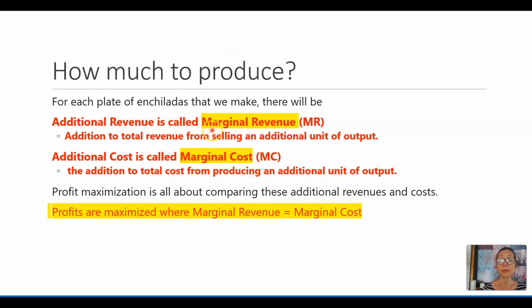So these are two things that you need to memorize: marginal revenue, marginal cost. Profit maximization is about comparing how much marginal or additional revenue we're going to get by making and selling one more plate of enchiladas and comparing that to the cost of preparing one more plate of enchiladas. So we're going to be looking at how much money we're bringing in, and we're going to compare that to how much it's costing us to produce that additional plate of enchiladas. And profits are going to be maximized where the additional revenue is equal to the additional cost, where marginal revenue equals marginal cost. So let's look at this graphically.